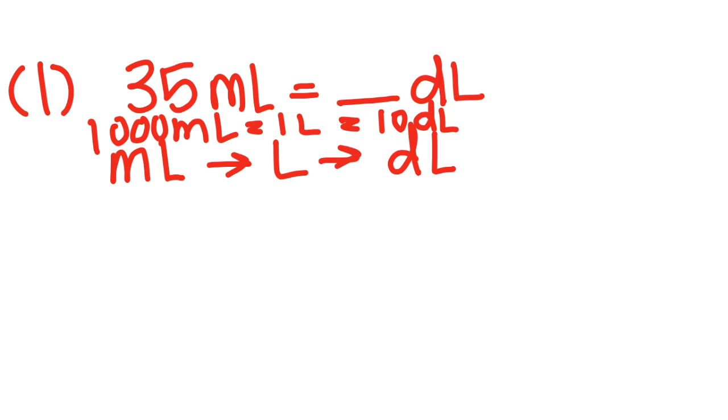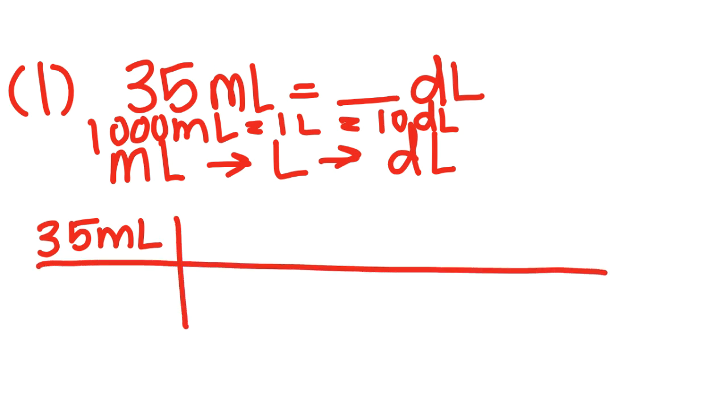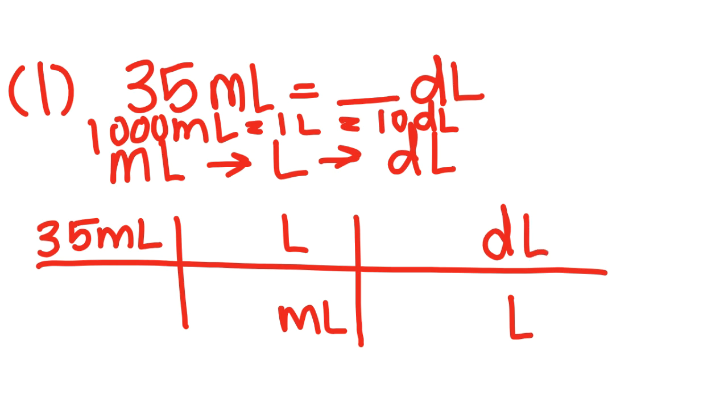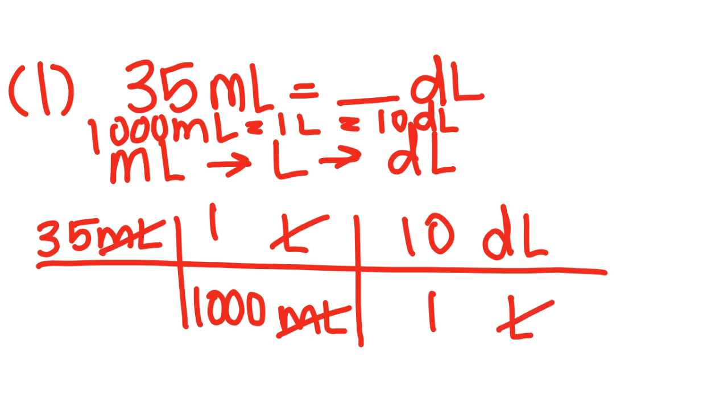I'm going to set it up where my 35 milliliters is what I'm starting with. I'm going to do milliliters to liters, so milliliters is on top, milliliters on bottom, liters on top, and then liters on bottom to deciliters. Then I fill in my numbers: 1,000 milliliters is 1 liter, and 1 liter is 10 deciliters. First I cancel my units, and then I multiply straight across the top. 35 times 1 times 10 is 350, divided by 1,000 gets me 0.35 deciliters.